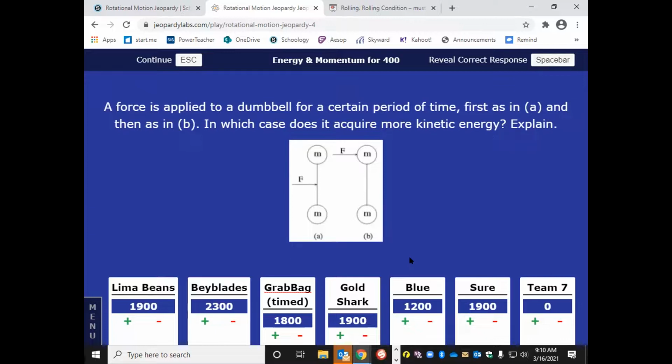So you're thinking about it right. Iota is the same. They have the same. So iota is about the object, not the force.